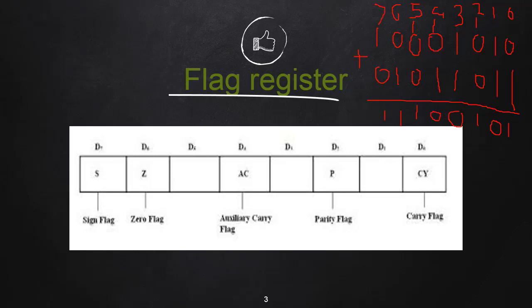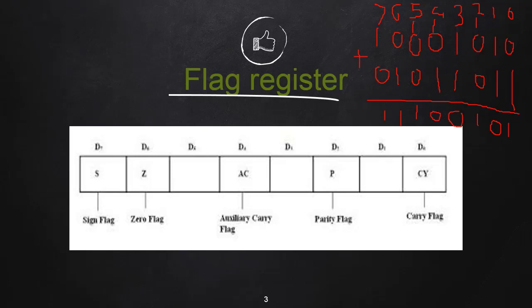Now if you see this addition, we have got a carry generated at bit 3. 1 plus 1 is 0 and carry 1. Since 1 plus 1 is 0, 1 will be a carry. So that carry will get passed to B4. When this happens, the AC flag will be set. And if carry is not generated at bit 3, then the AC flag will be reset.